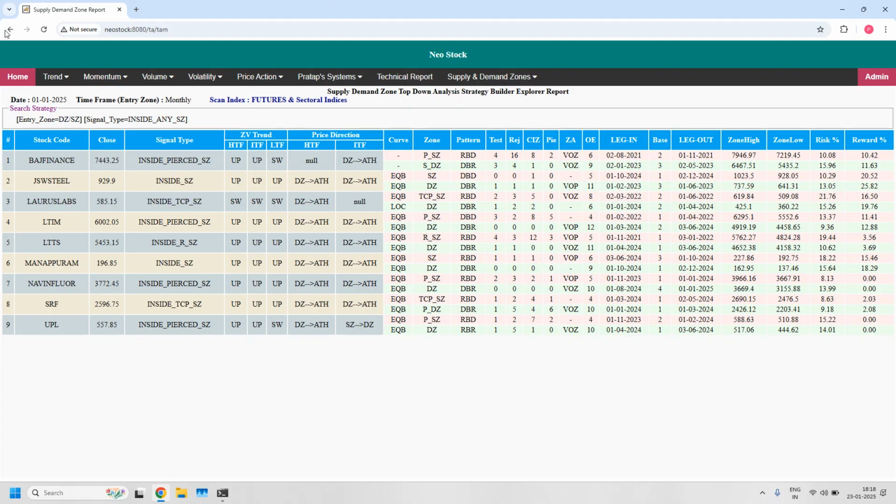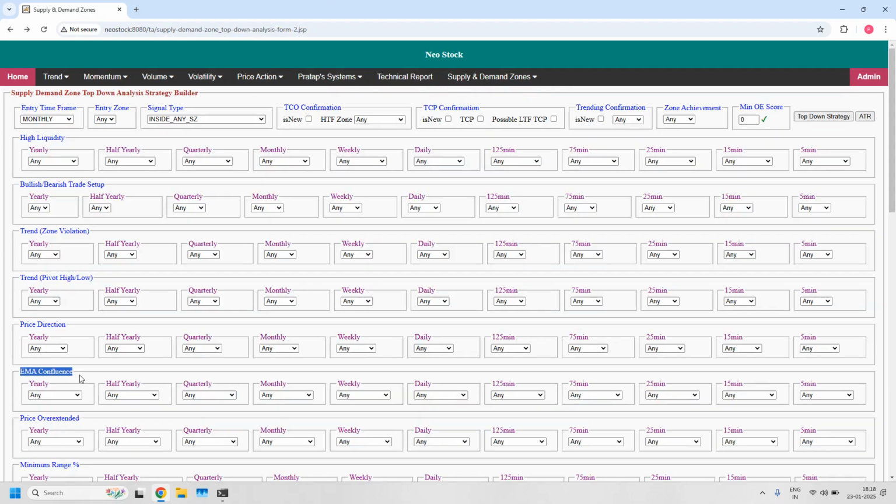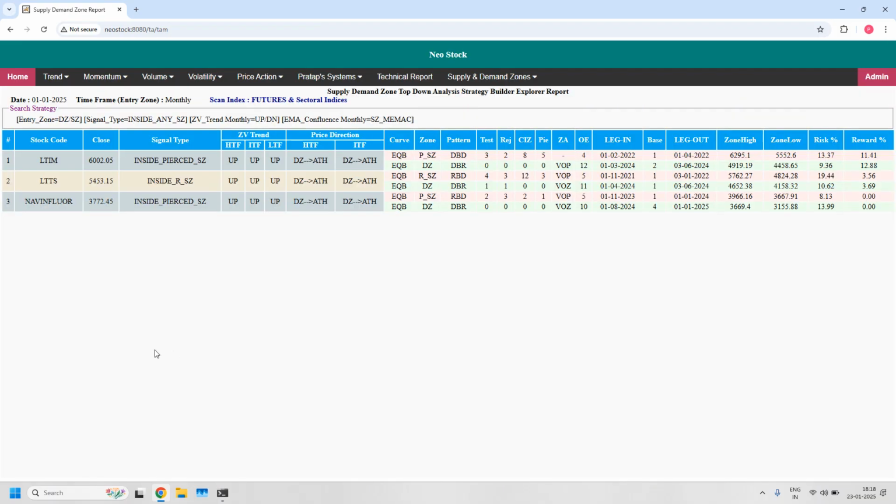Let us filter. In the EMA Confluence monthly time frame, monthly supply zone having monthly EMA Confluence. Trend on monthly time frame should be up or down, and 3 stocks are filtered. These 3 monthly supply zones are having monthly EMA Confluence, but all 3 are pierced monthly supply zones. So you can use pierced zone strategies on these zones as you learned in lesson 28.